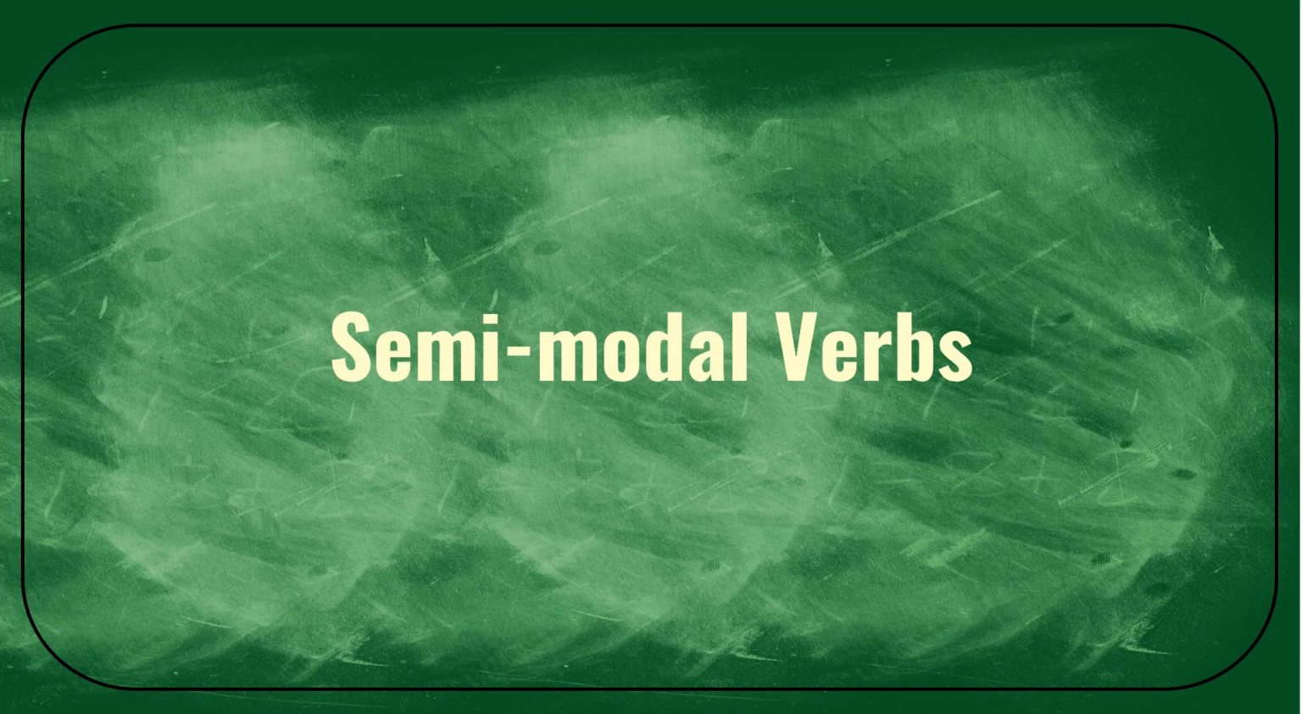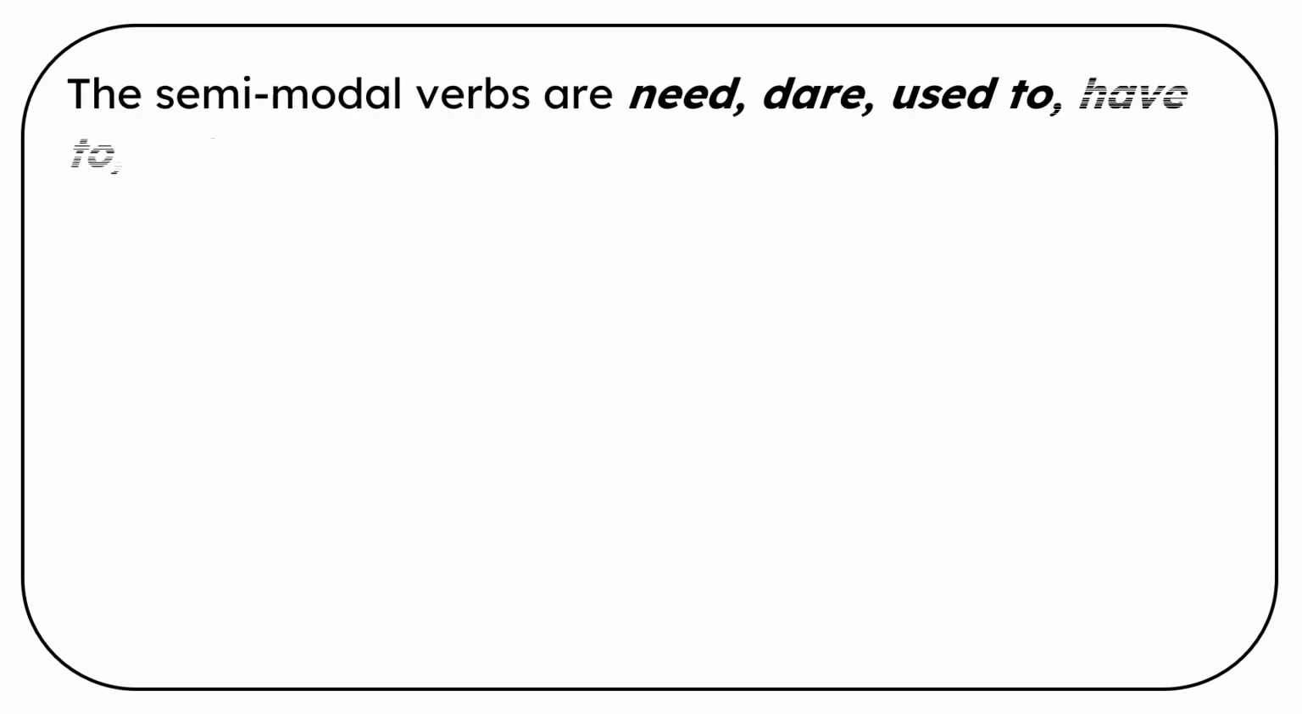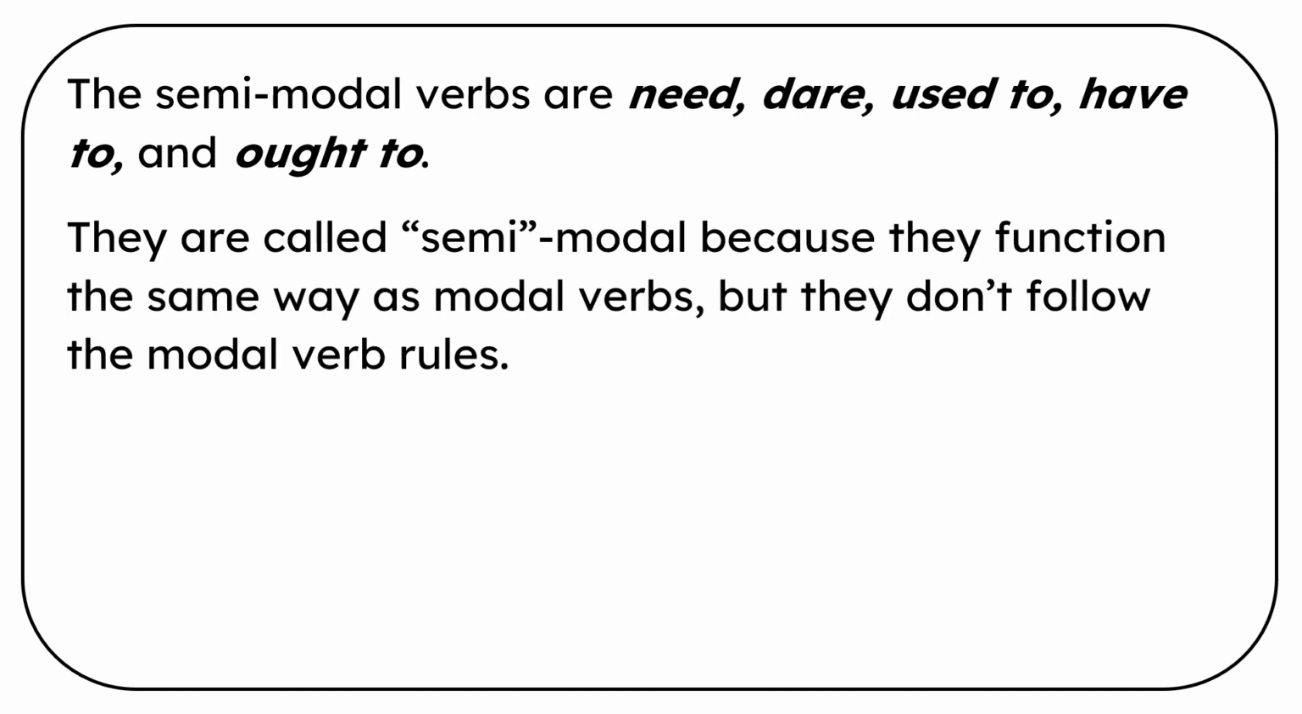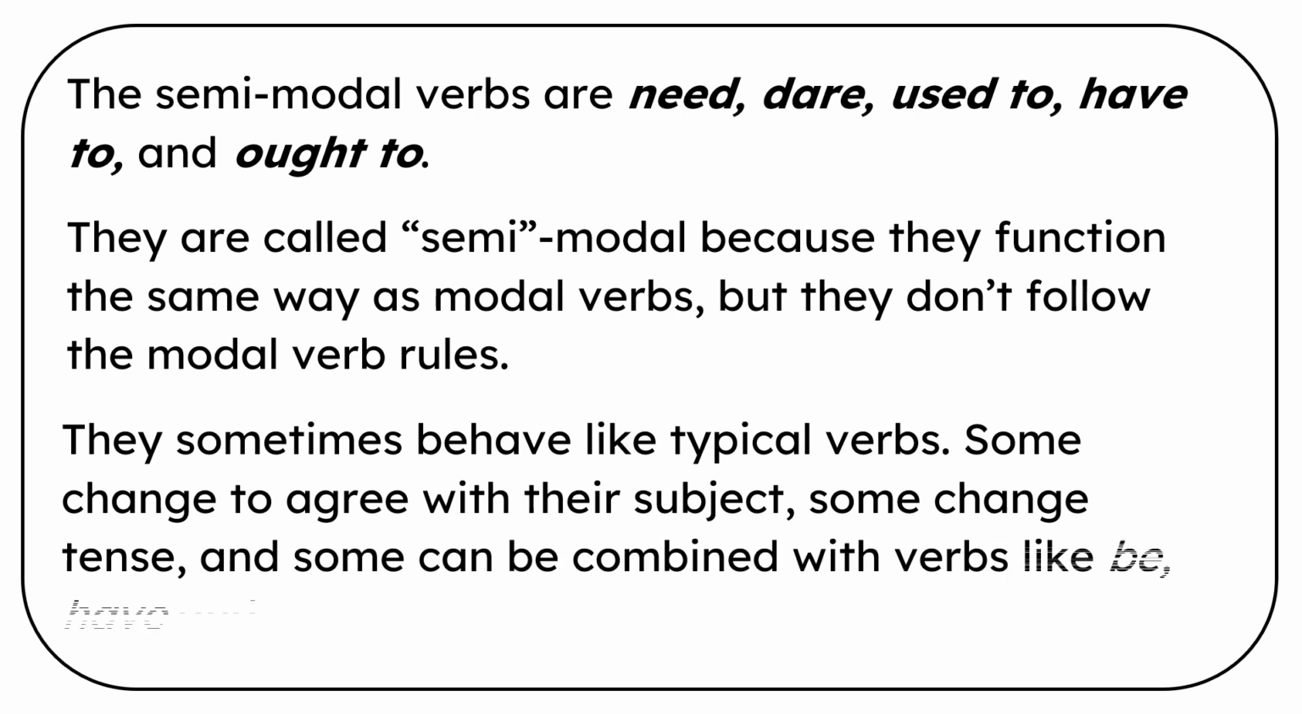Semi-modal verbs. The semi-modal verbs are need, dare, used to, have to, and ought to. They are called semi-modal because they function the same way as modal verbs, but they don't follow the modal verb rules. They sometimes behave like typical verbs. Some change to agree with their subject, some change tense, and some can be combined with verbs like be, have, and do.